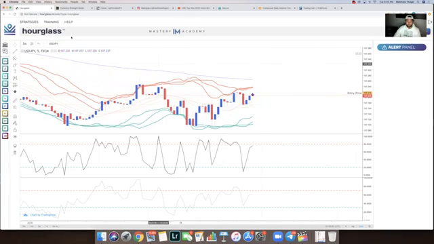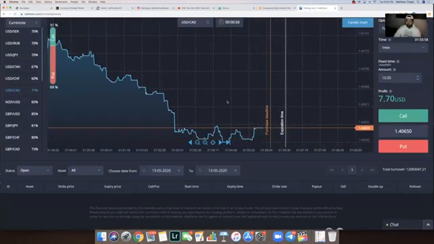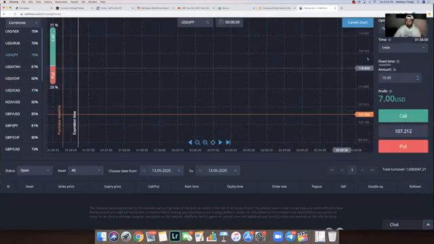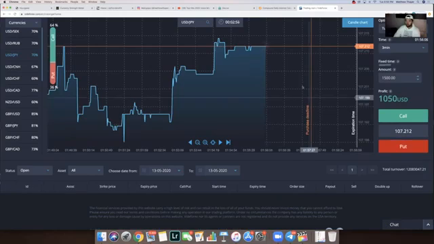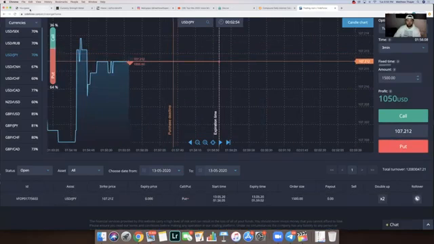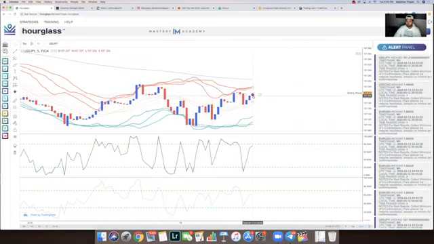So right now, again on USDJPY, we can take a put. So let's go on for 3 minutes. Take a 3-minute put. Now, I took that because I have the down arrow on USDJPY.